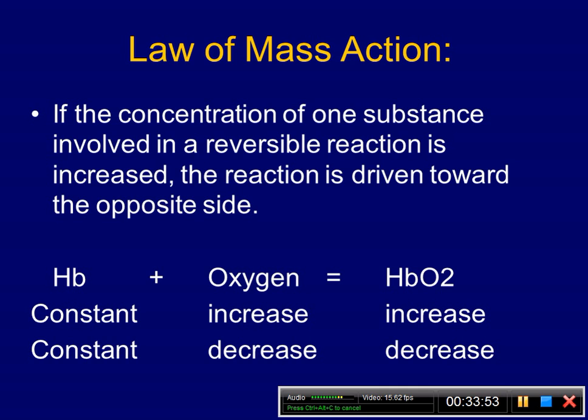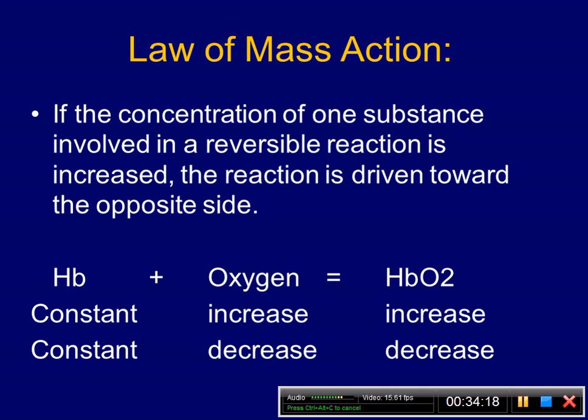If I decrease the side on the right, that means that this side has to start changing and shifting over to the right. This principle says that if I increase something on the left, the equation shifts to the right. If I increase something on the right, the equation shifts to the left. If I decrease something on the left, the equation shifts towards the left. If I decrease something on the right, the equation shifts to the right. It will always keep shifting so that this stays nice and balanced.